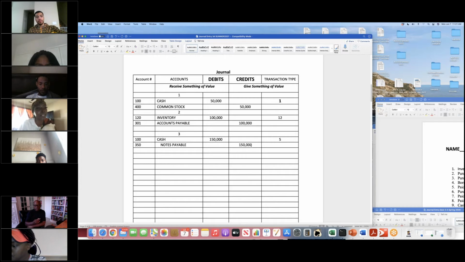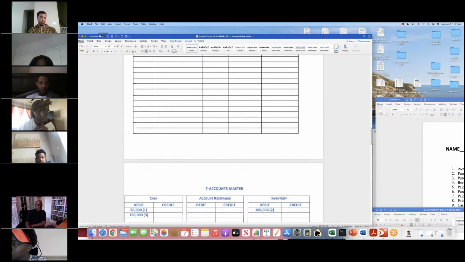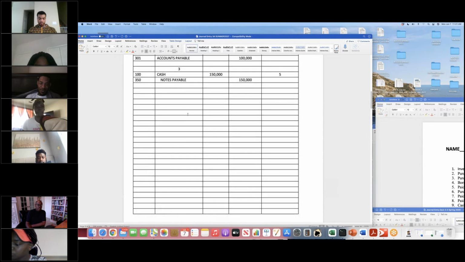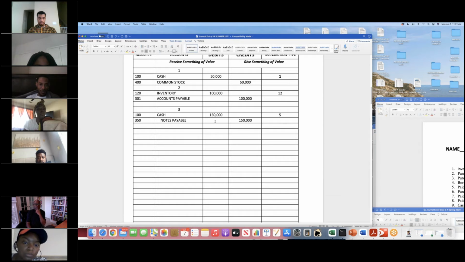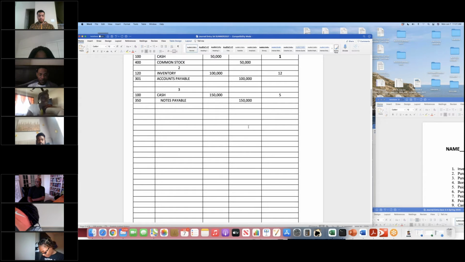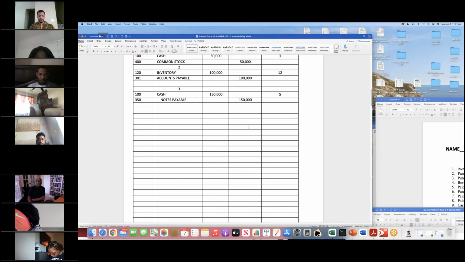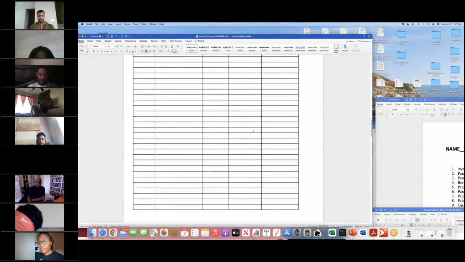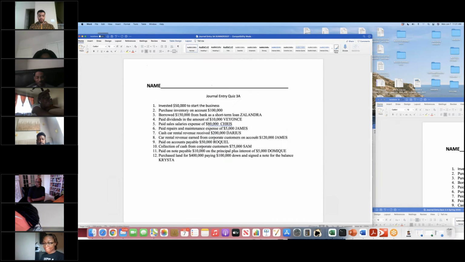So there are two accounts. We look at the first account, cash. We debited it for $150. All we're going to do is go down here to cash and put $150 on the debit side. Then notes payable. We're putting either debit or credit depending on the account. Correct. All right, so you got it now? Yes, I do.